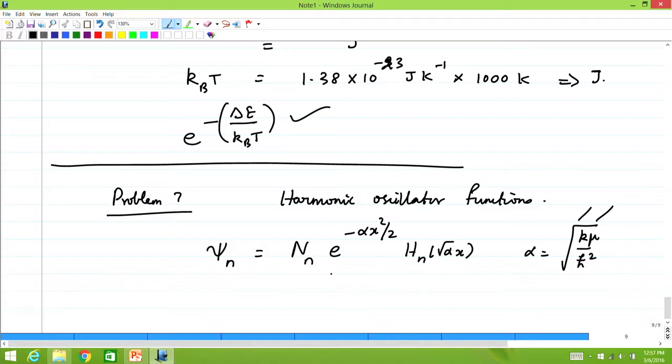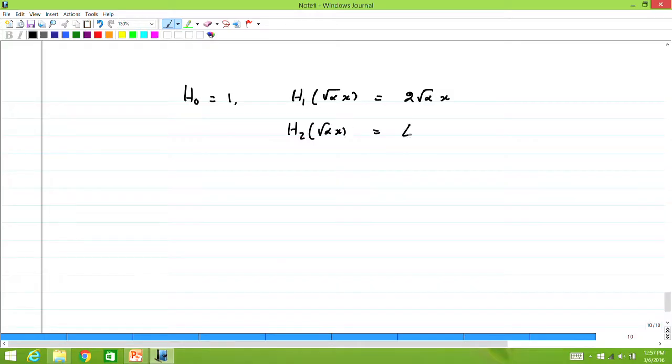So, the k is the force constant, mu is the reduced mass, and those are the only two parameters for this problem. Therefore, this is the vibrational wave function, and H 0 is 1, H 1 of root alpha x is 2 root alpha x, H 2 of root alpha x is 4 alpha x square minus 2, and the third, H 3 of root alpha x, is 8 (root alpha x) cube minus 12 root alpha x.